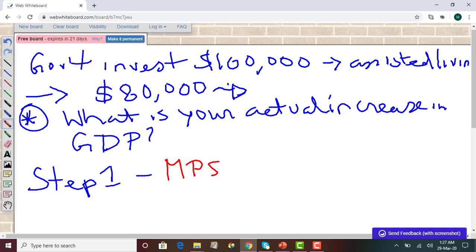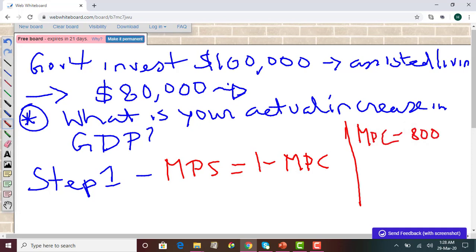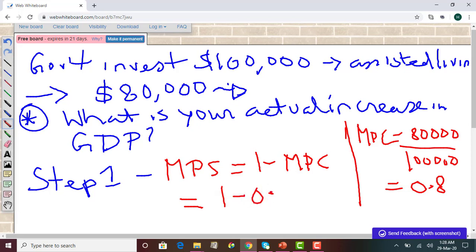MPS. Okay, so MPS is equal to, remember, 1 minus MPC. Now here we are given that out of the 100,000 we will spend 80,000. So that's MPC. We are spending 80,000 out of the 100,000. So your MPC is 0.8. That means your MPS will be 1 minus 0.8, which is equal to 0.2. Okay, so that's how we calculated MPS.